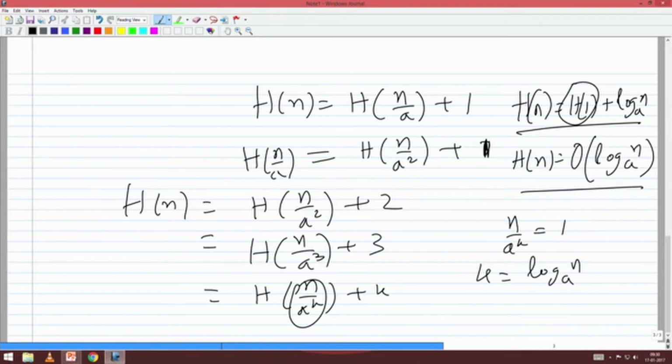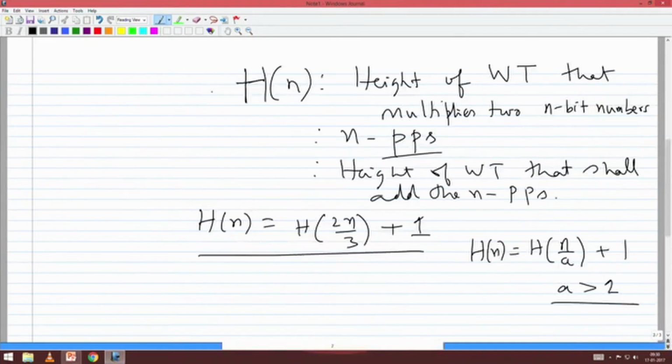So this slide, you understood? Did you follow that h of n is equal to h of n by a plus 1, that equation? The answer for h of n is order log n to the base a. Did you understand this? Yes or no? Yes. Okay. I will come to your question in a minute.